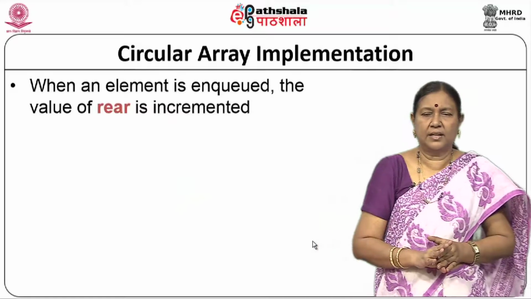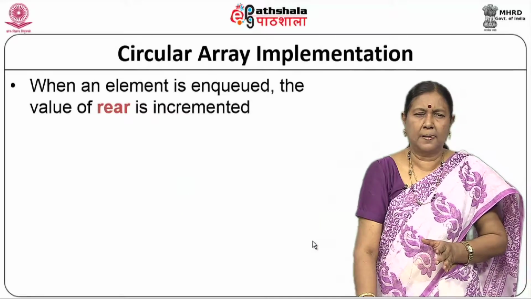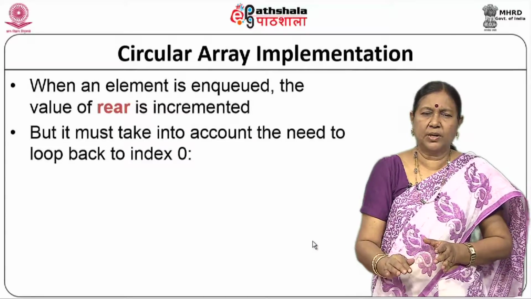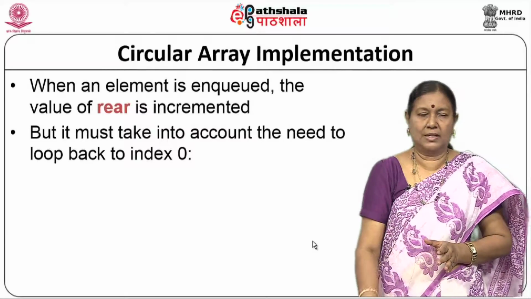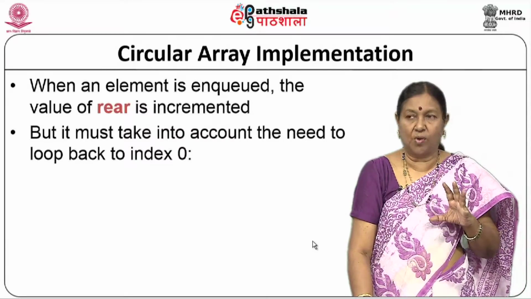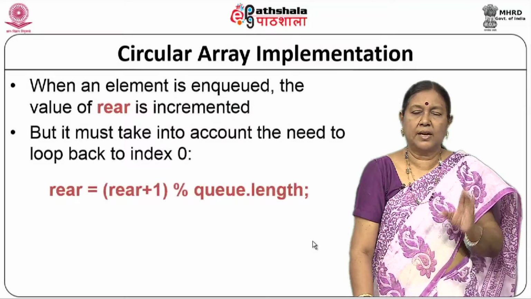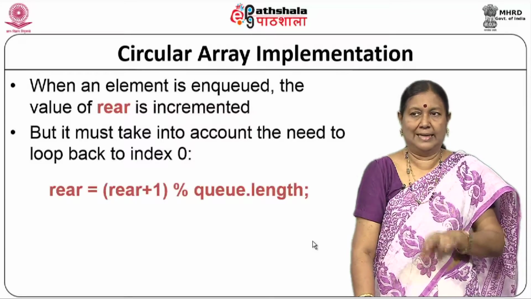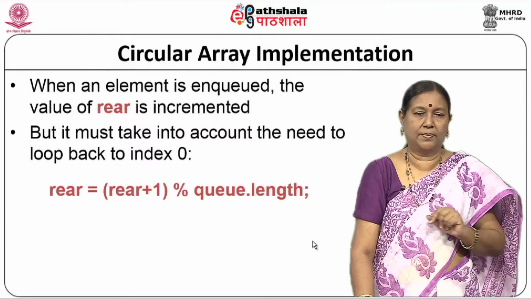When an element is enqueued, the value of rear is incremented, okay, but it must take into account the need to loop back to index 0. So, that increment means looping back to 0 also. Rear is equal to (rear plus 1) mod q.length. So, that is how we do the modulus operation.